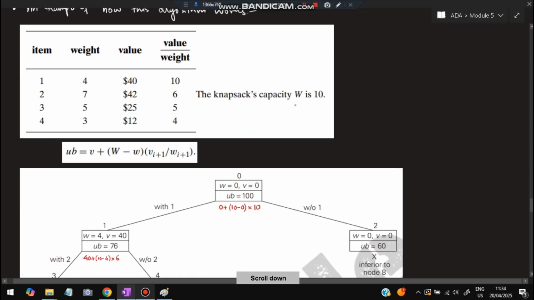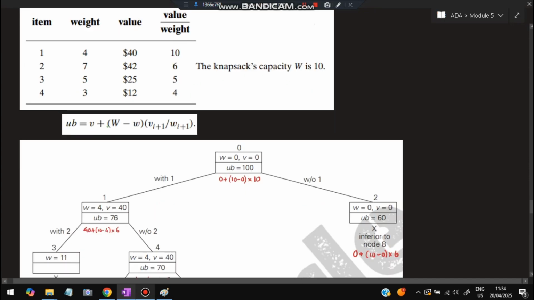So the total capacity is 10. I cannot select all the elements. First we will check if we can select all the elements. 4 plus 7 will become 11, 11 plus 8 will become 19. I do not have that much capacity, so I have to select some items. How do we do that? We use the branch and bound algorithm, in which we'll be finding out the upper bound.